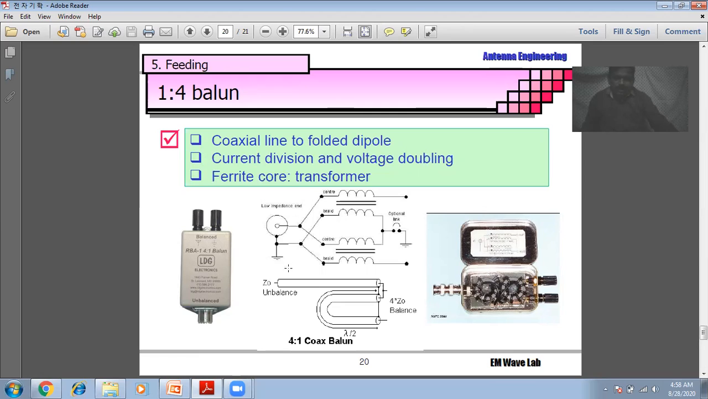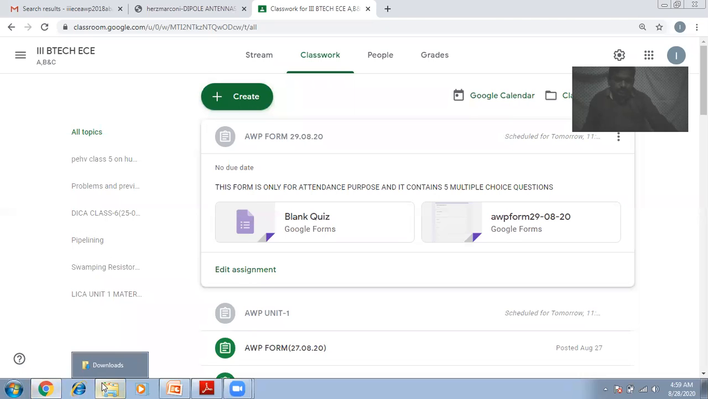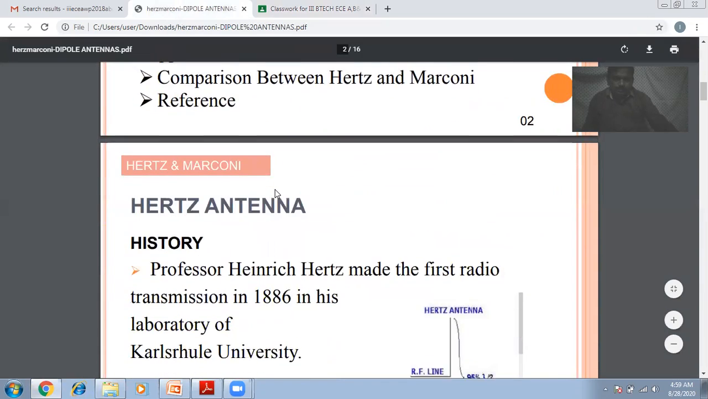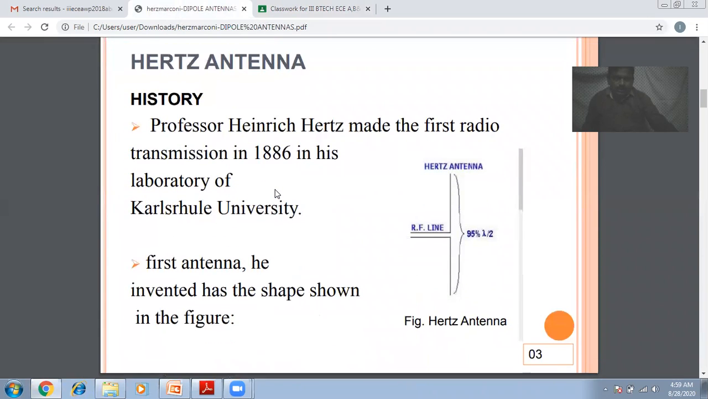Also, I told you that this half wave dipole antenna is called the Hertz antenna. So the Hertz antenna and the monopole antenna, that means the quarter wave monopole antenna, is called the Marconi antenna. So come to this Hertz antenna, that means the dipole antenna.